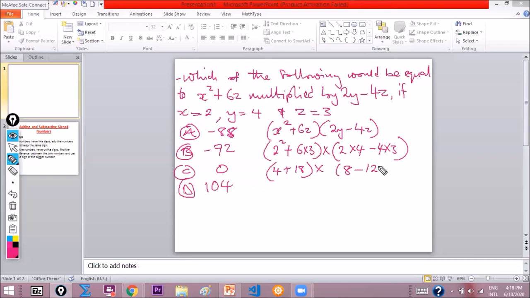Good. I just have some minutes more to end the class. So 4 plus 18 gives us 22, times 8 minus 12. 8 minus 12 gives us minus 4. And 22 times minus 4 will give us minus 88. So our right option here is option A. This is an examinable question and there are so many more.